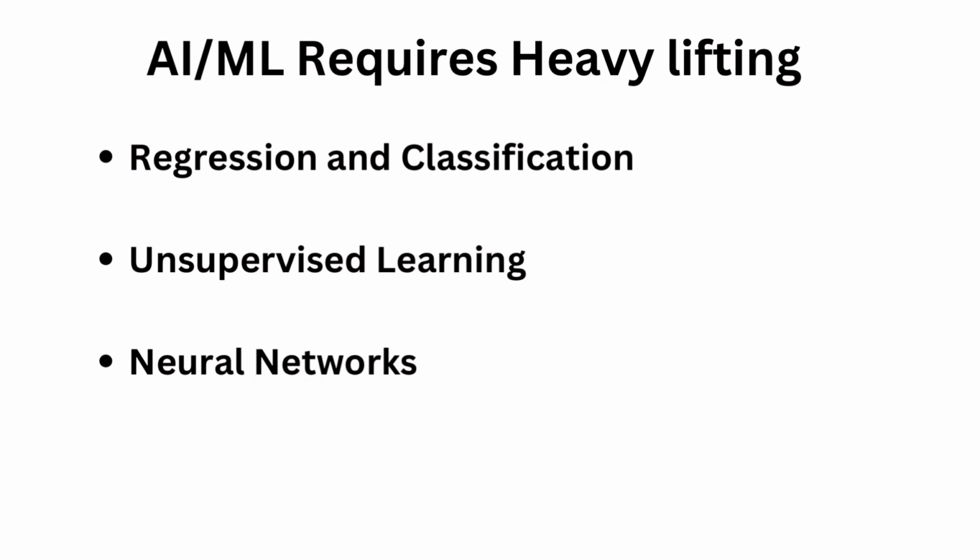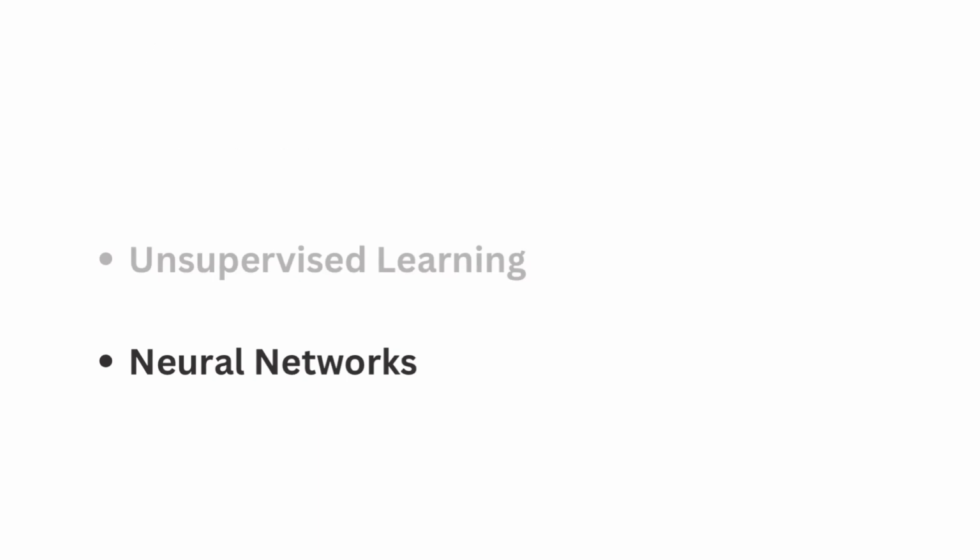Then, with unsupervised learning, GPUs can handle the vast amount of data and calculations needed to identify patterns. In neural networks, for training deep learning models, GPUs provide the necessary processing power to train large and deep networks. So, if you are working on AI and ML projects, having a GPU is pretty much a must to handle the heavy lifting and speed up our work.